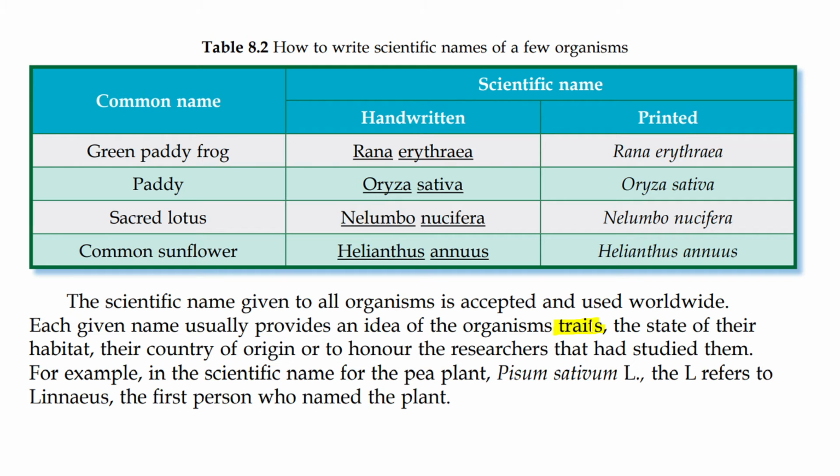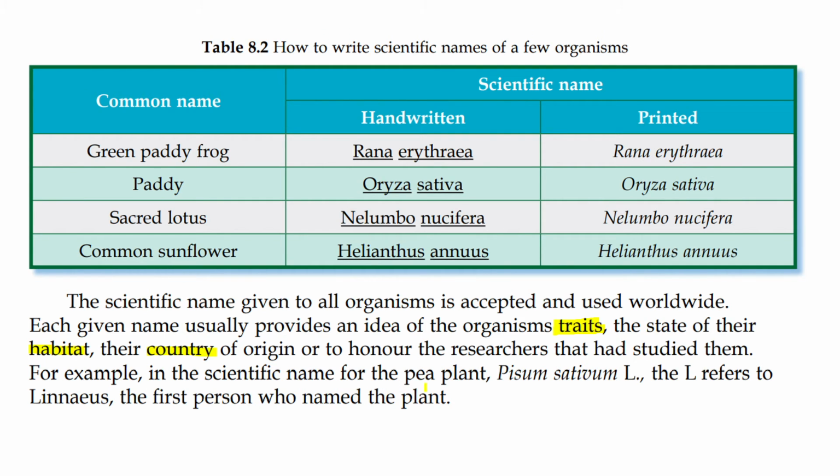For example, let's say this common sunflower, dia punya genus adalah Helianthus. Okay, Helianthus. So, this gives us information on why this sunflower is in the genus of Helianthus. So it tells us something about the traits of this type of flower. Okay, the state of their habitat, their country of origin, and to honor the researchers that had studied them.